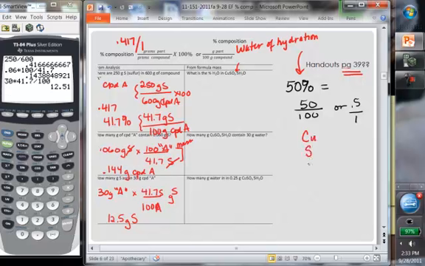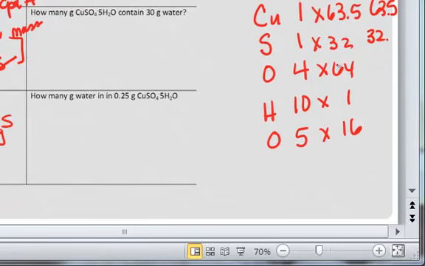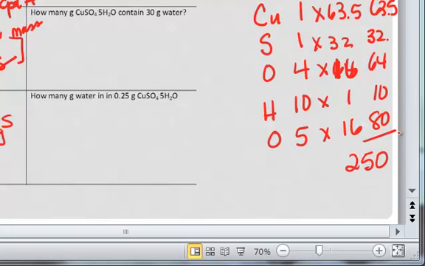So I'm going to take the copper, the sulfur, and the oxygens, 1 copper, 1 sulfur, 4 oxygens in the salt, and then the H's and the O's in water, and I've got 5 waters, so I have 10 H's and 5 O's. Multiply them times their atomic mass, and adding them up, we get 63.5, we get 32, actually this should be a 16 here, 4 times 16 is 64, 10 times 1 is 10, and 5 times 16 is 80. When you add all this up, it comes out to very close to 250. I think it comes out to 249.5. I'm going to round it to 250. That's the number of grams in 1 mole.